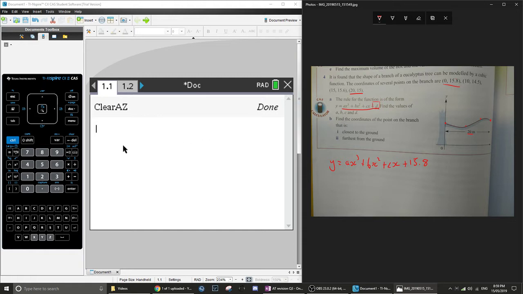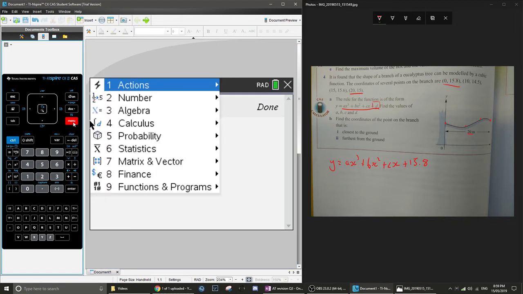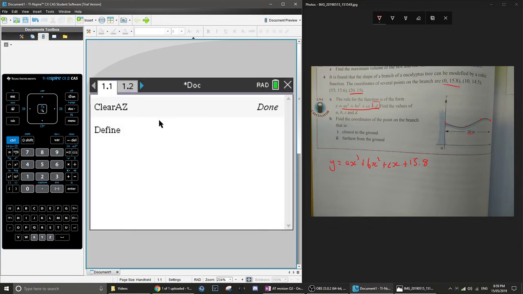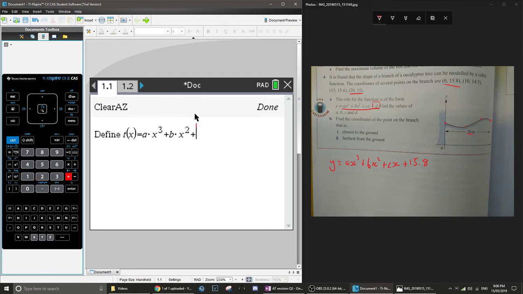So first off, on our Kaz, as always, we're going to do our define. And I'm going to call this T of X for our tree, choosing a letter that makes sense for us, equal to A times X cubed, and I've already made that mistake where I haven't put the multiplication sign there, plus B times X squared plus C times X plus, and I'm going to do 15.8 straight away. Okay, so that's our function T of X done.